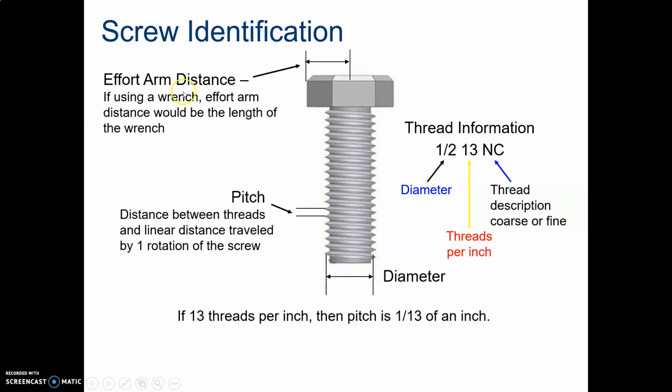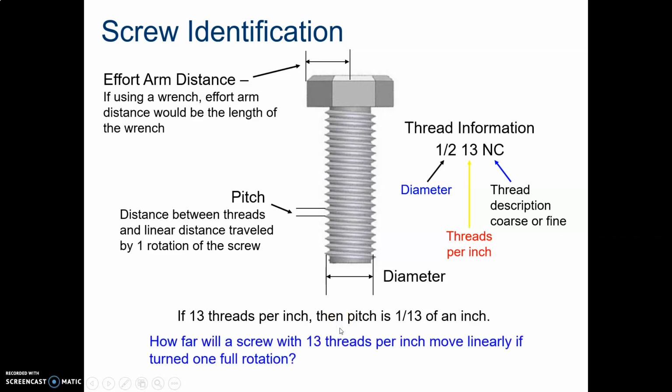The effort arm distance is the length of the wrench if we're using a wrench to turn that. So the effort is coming from the wrench, not the head of the screw. This is important. If it's 13 threads per inch, then the pitch is 1/13. So 1/13 of an inch is the pitch. How far will a screw with 13 threads per inch move linearly if turned one full rotation? It's going to go 1/13 of an inch.